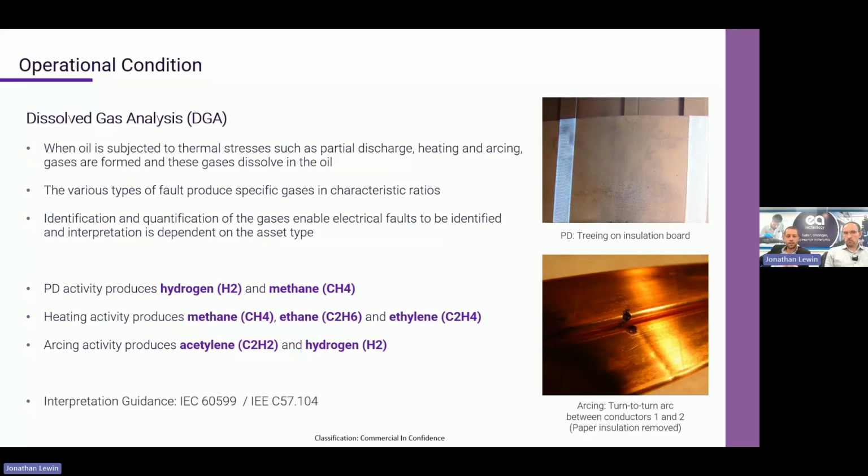The bottom image there is two windings from a transformer stripped of the cellulose paper. Those two pinholes you can see there are where an arcing event has happened between the two windings. That's very high temperature, very destructive to the winding itself. As you can imagine, the paper in that area will have been completely destroyed in that process.